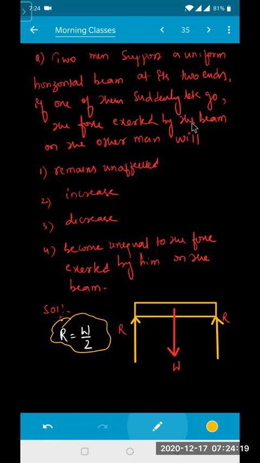Isn't it? The force exerted by the beam. This is the force exerted by the beam R, and here it comes R dash. So it will be decreasing. So the third option, decreasing, must be the answer. Yes sir, because from W by 2, it has come to W by 4. Clear? Got it?